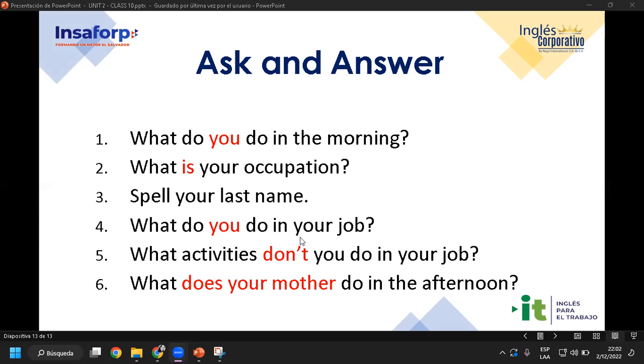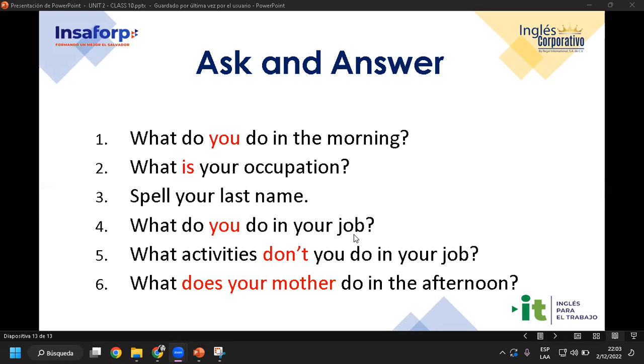Number four, volunteer for reading. What do you do in your job? Do you remember las activities? Rogelio, I don't do nothing. Okay, can you tell me what activities do you do in your job? I send emails. Very good. What else? I send reports.